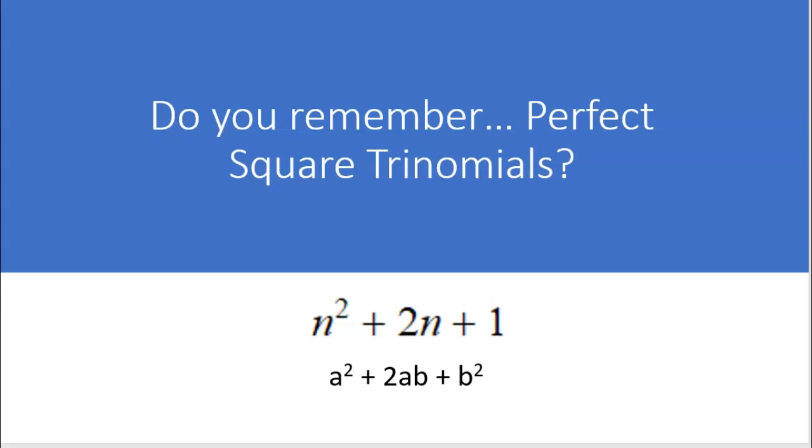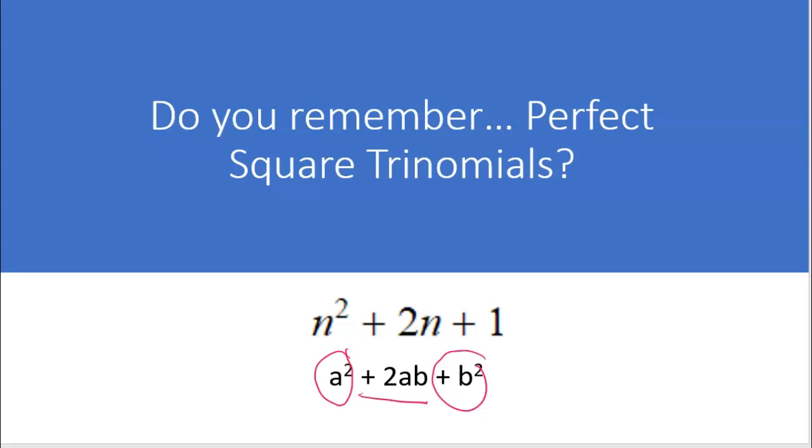Okay, as you might recall from chapter 7, when we were factoring, perfect square trinomials are a trinomial in the form of a squared plus 2ab plus b squared. We're going to use these perfect square trinomials in order to solve quadratics by completing the square.